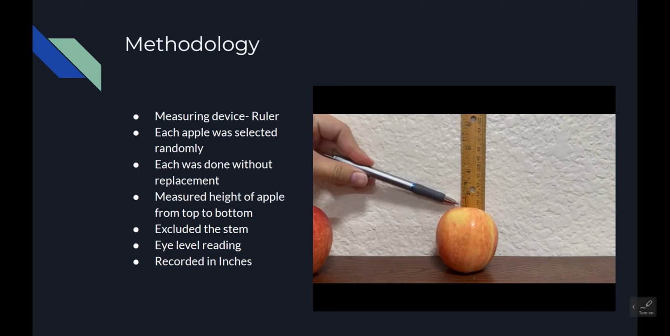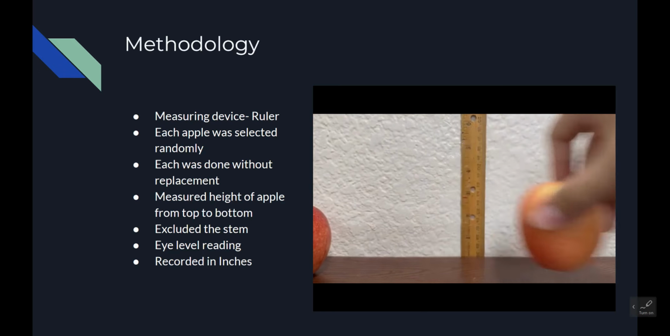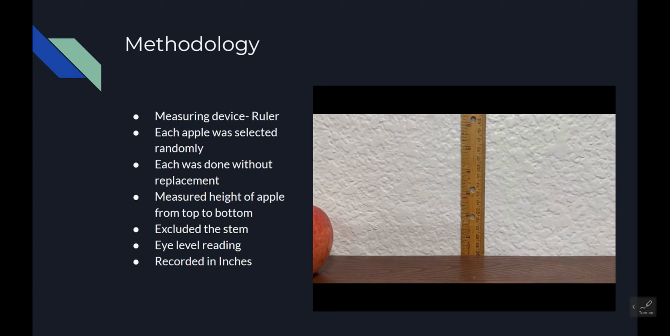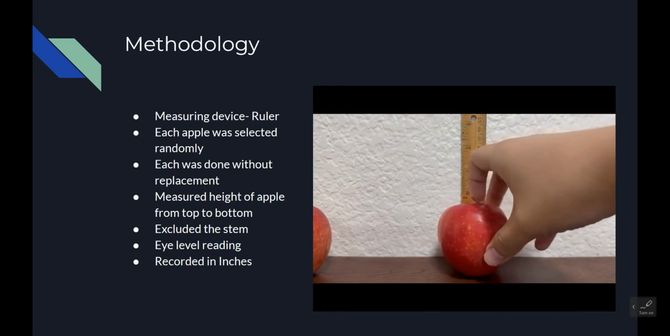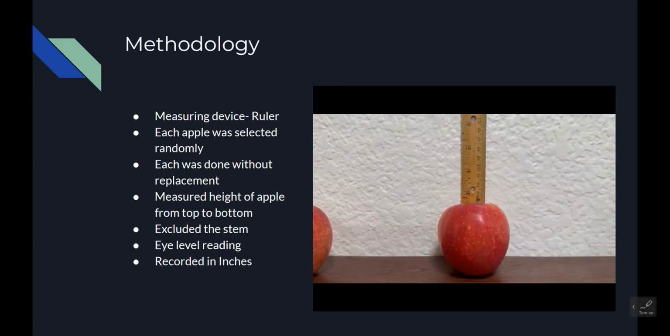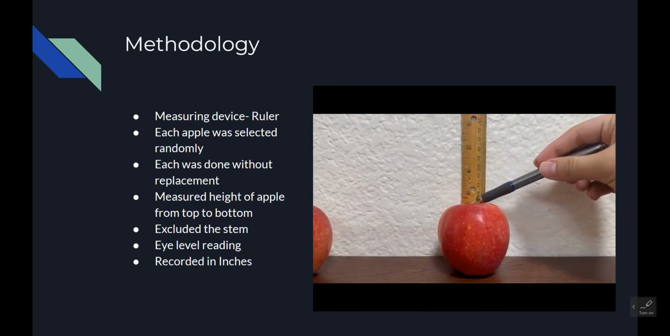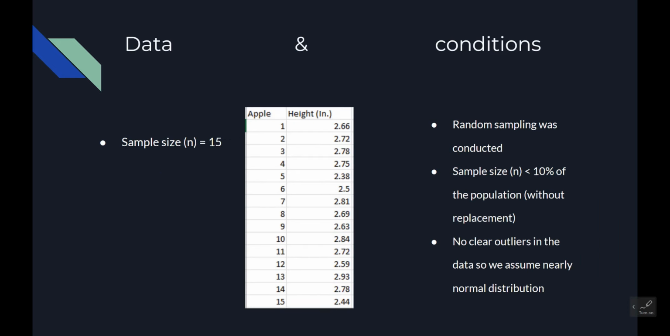The stem of the apple was not considered during these measurements, and the apple was spun around until the tallest point was found and was considered to be the height. The measurement was taken from an eye-level position for each recording and was also done without replacement. Here is our data that we collected in inches after each recording of the randomly selected apples.